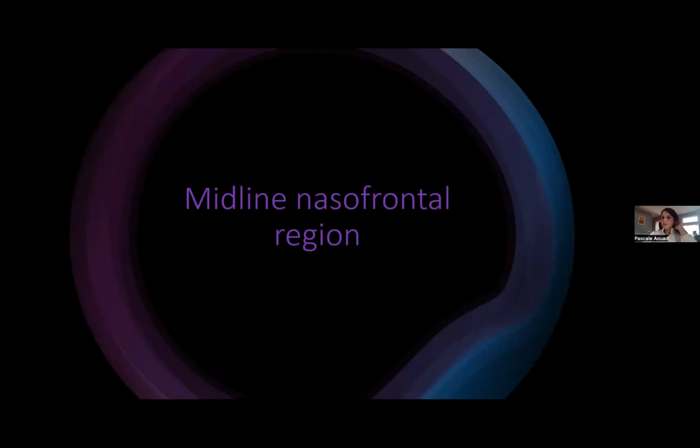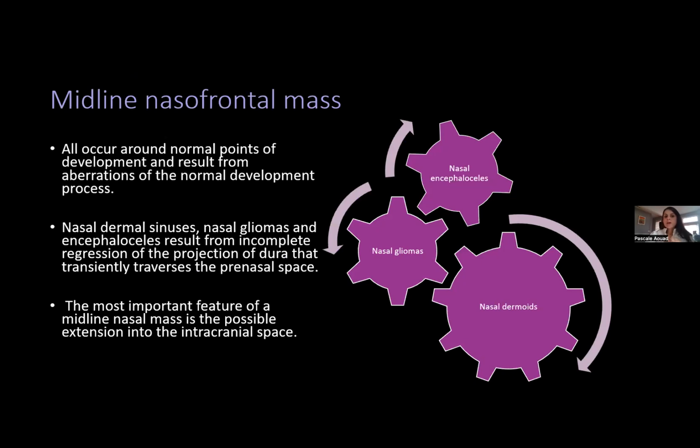I will start now discussing dermoid and epidermoid based on the location in the head and neck region, starting first by the midline nasofrontal region. When we have a midline nasofrontal mass, we have a spectrum of pathologies that can occur in this region, which have some kind of similar underlying etiology. We have the nasal encephaloceles, nasal glioma or glial heterotopia, better known as glial heterotopia, and nasal dermoids.